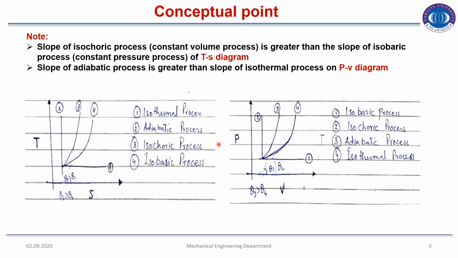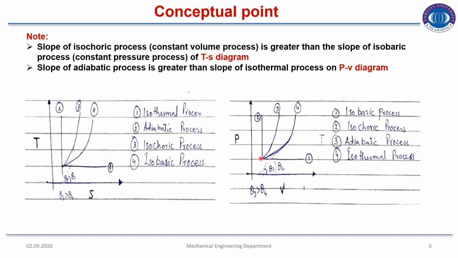Similar to the TS diagram, two processes shown by curved lines are also represented on the PV diagram. It is a little difficult to distinguish these processes, just as on the TS diagram the two processes 3 and 4, isochoric and isobaric, were somewhat difficult to distinguish. On the PV diagram, adiabatic and isothermal processes are a little difficult to distinguish. So similarly, you will calculate or measure the slope of those processes.